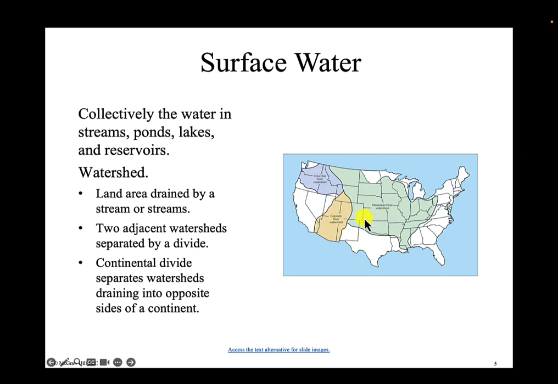They are large areas that are drained by streams that will end up in a river. So all the water in the area will be drained into a common river. Here I am showing you three of those big watersheds: the Columbia watershed, the Colorado watershed, and the Mississippi watershed.